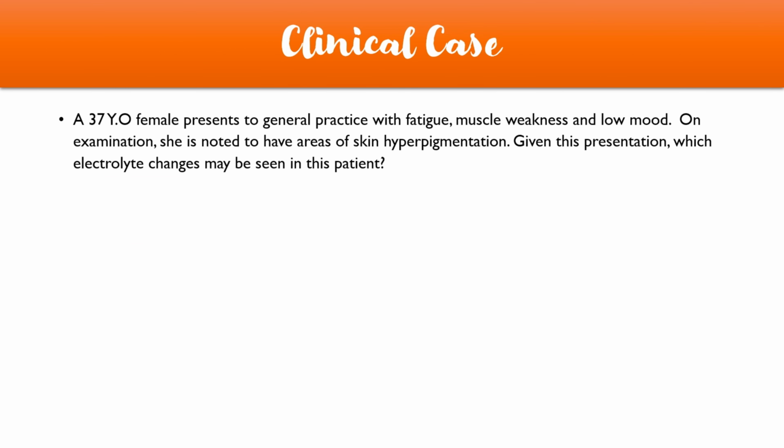Okay, to finish off, we have a quick clinical case here. A 37-year-old female presents to general practice with fatigue, muscle weakness, and low mood. On examination, she's noted to have areas of skin hyperpigmentation. Given this presentation, which electrolyte changes may be seen in this patient? So from the stem, you can see that this patient might be presenting with adrenal insufficiency, and the common electrolyte changes here are hyponatremia and hyperkalemia due to reduced levels of aldosterone in the blood.